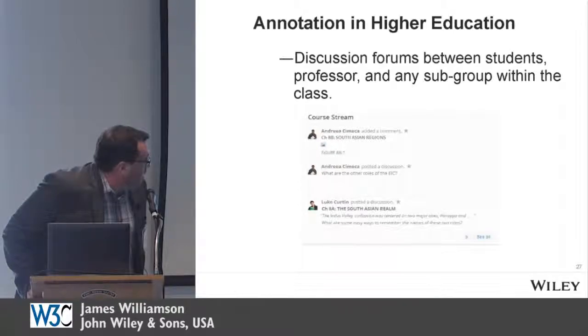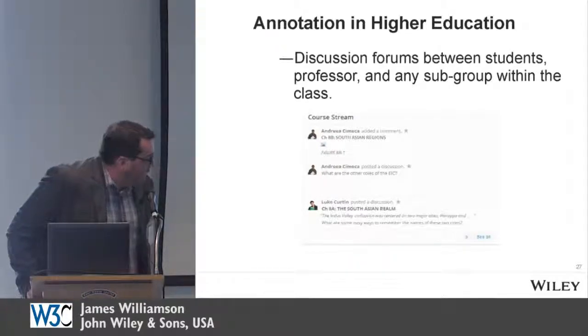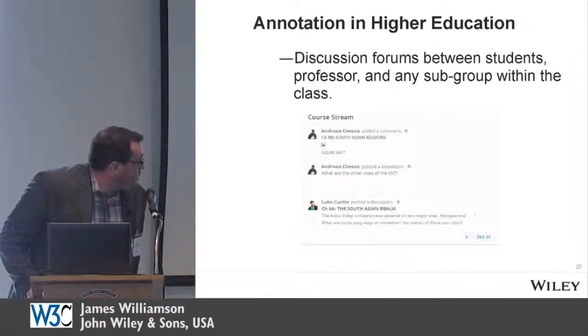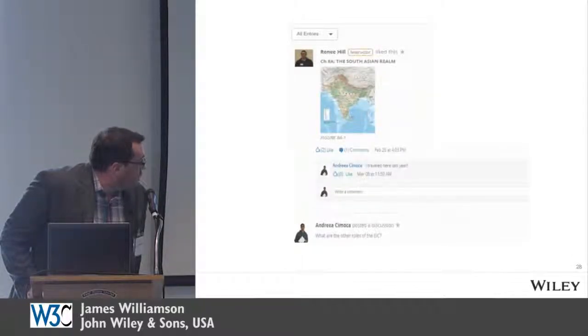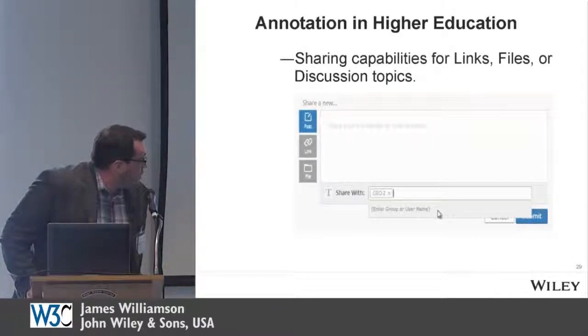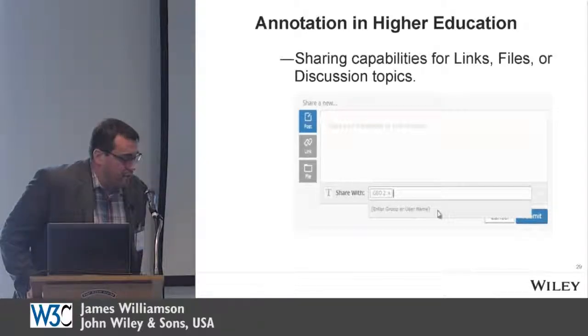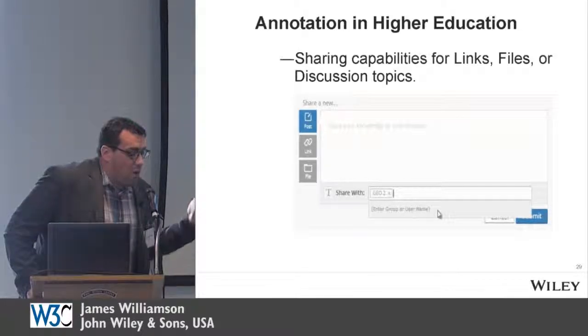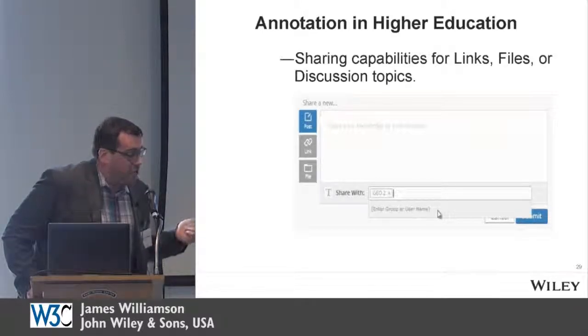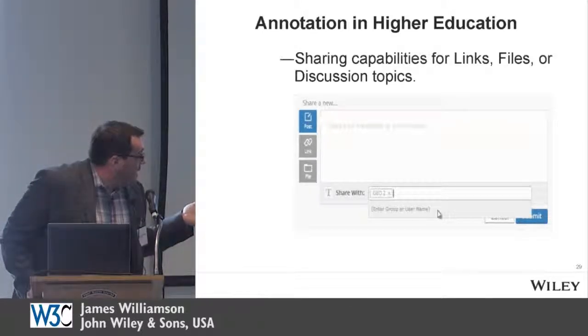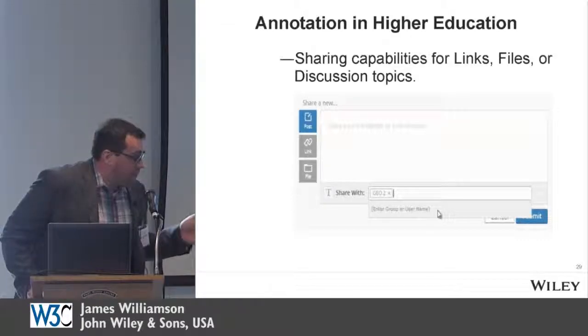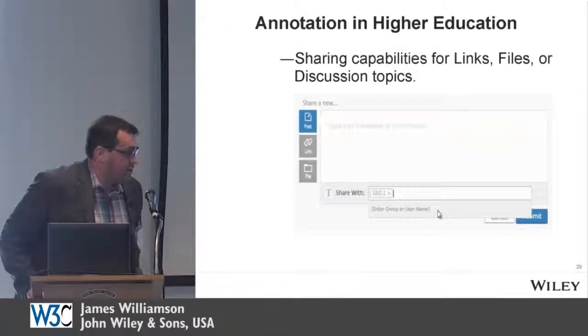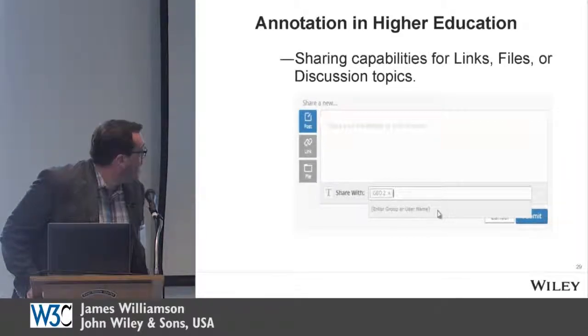Here's an example of the comment stream that goes on between the users. There's also a way within that to tag who you want to have a discussion with. It can be one-on-one between you and the professor or you and another student. The annotation can go out to any subset, a professor and a working group amongst the students, or to the entire course using the test or the ebook.